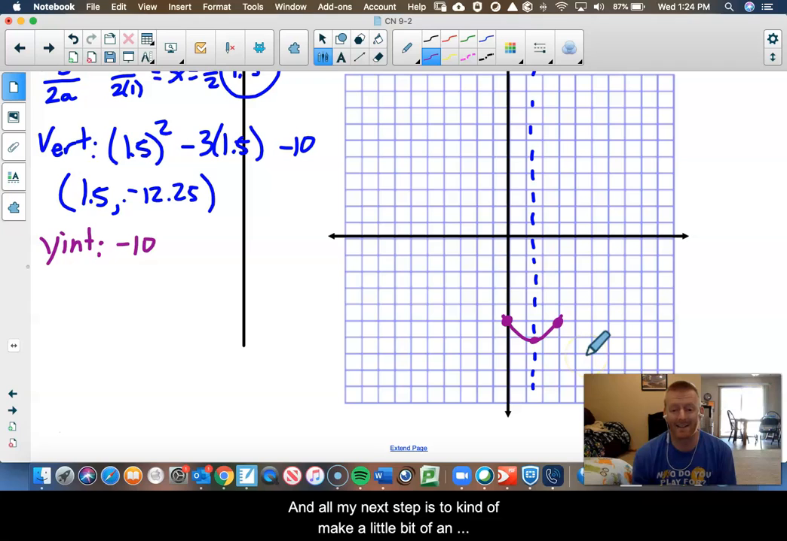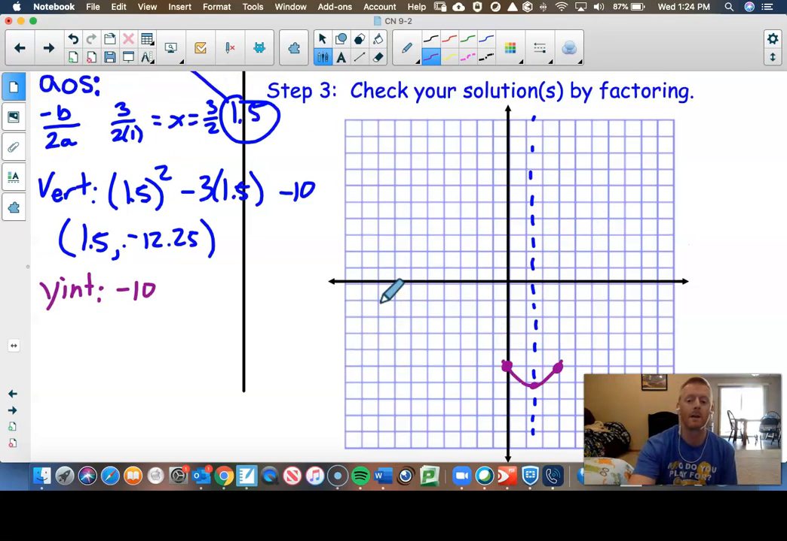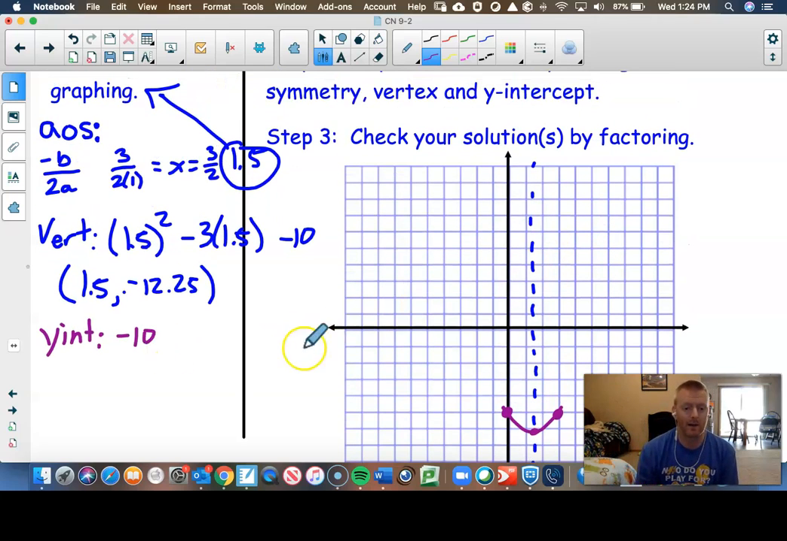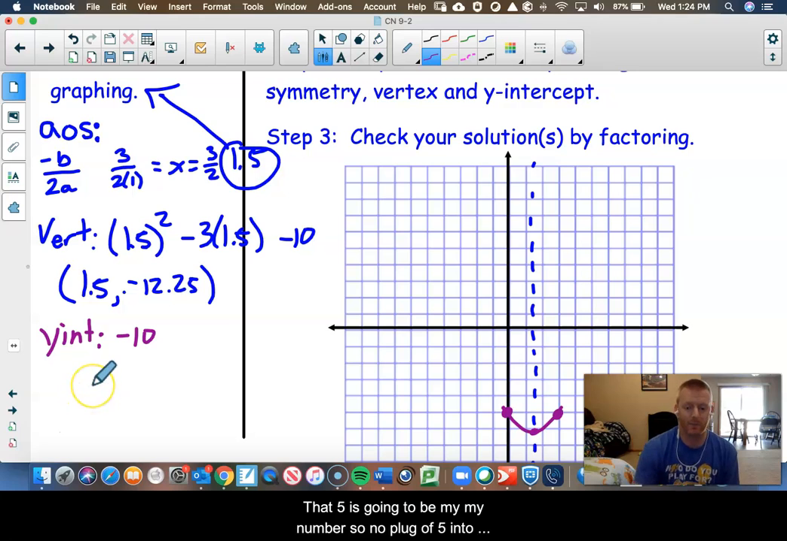Okay, now my next step is to make a little bit of a guesstimate as to where we think it's going to get all the way up to the x-axis. So I'm going to guess that it's not this first line, but the second line. So that's 1, 2, 3, 4, 5. That'd be my best guess. So that means I'm guessing that 5 is going to be my number.